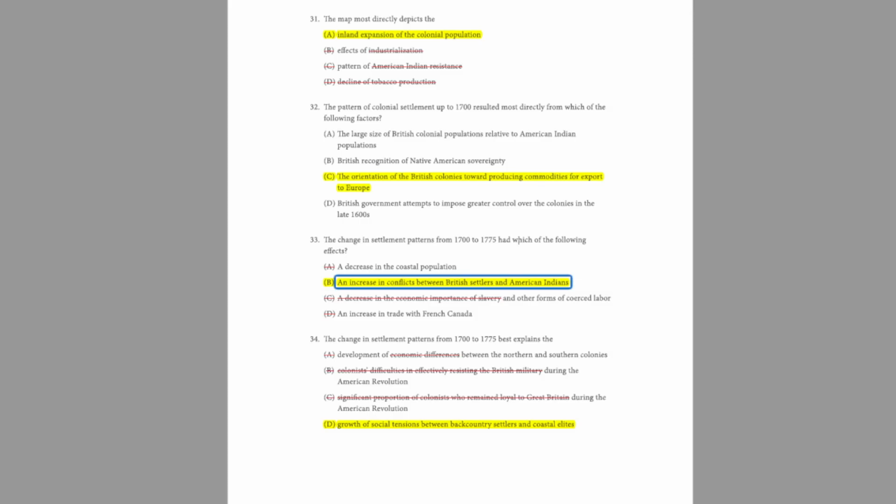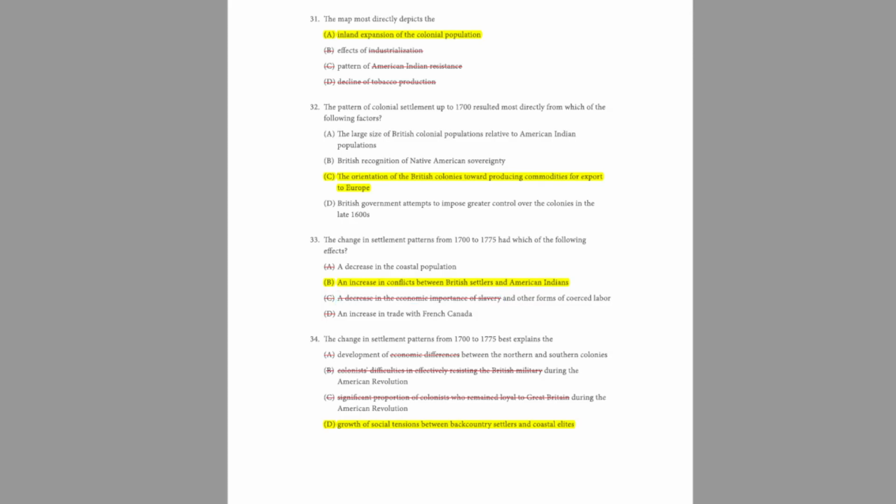It's obvious from the map that settlers were pushing inland into areas where Native American populations already lived. This inevitably led to increased conflict, as seen in historical events like Pontiac's Rebellion and many frontier skirmishes. Also, A and D aren't really about settlement patterns, so they can be eliminated. C is clearly incorrect, since a decrease in the economic importance of slavery is far from the truth. Slavery was actually a major source of tension between the North and South throughout the 1800s.